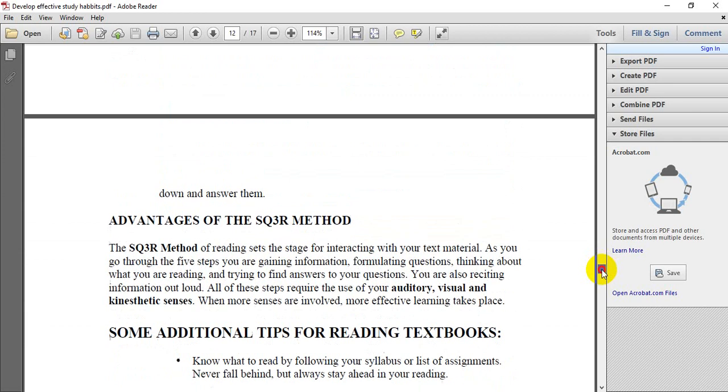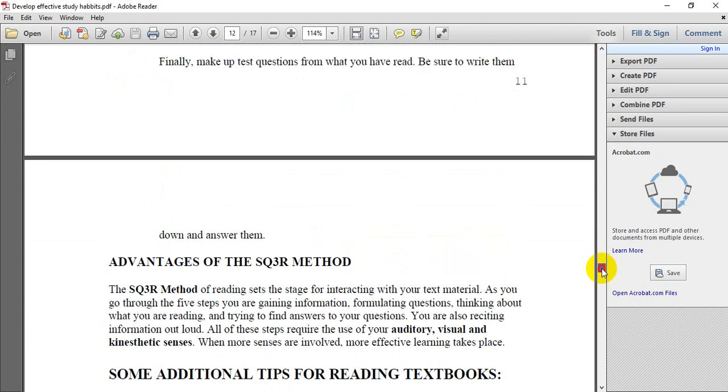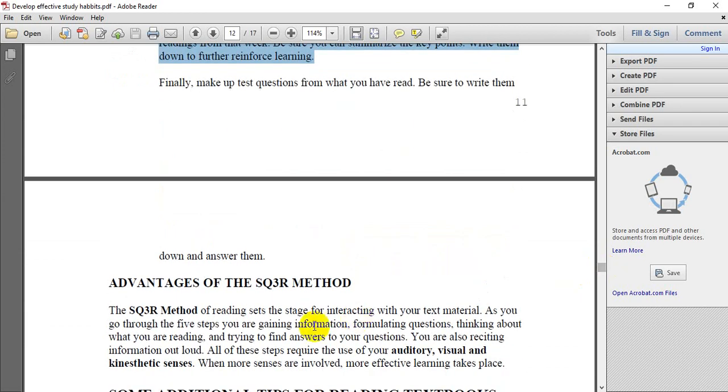Okay? Before we discuss the advantages of the SQ3R method, let's give you a sample 7-day plan for using the SQ3R method that you might like to use. Remember, it can be and indeed should be adapted for your own individual needs.